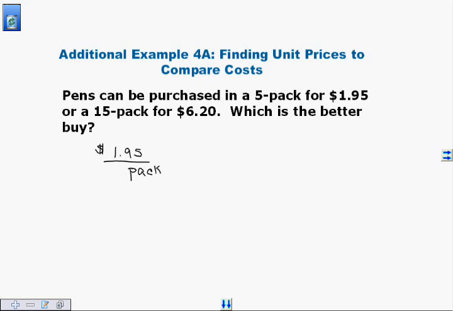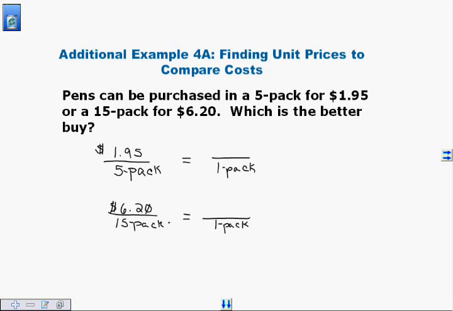So first we have $1.95 for 5 packs. We need to break it down to 1. Then we have $6.20 for a 15-pack. We need to break that down to 1. Then we are going to know which one's the better buy. Notice how I didn't combine $1.95 for a 5-pack, $6.20 for a 15-pack. We don't know that those are proportional, so we're not going to set those into a proportion. What we're trying to do is figure out how much 1 is, so we need to set both of them up to 1.